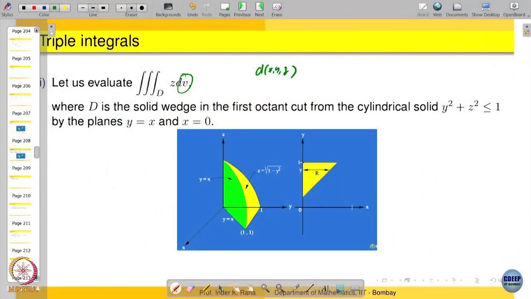And what is the projection? The projection is this triangle, okay, bounded by y equal to x. So, this is the projection. That is visualized here on the right hand side, that is the projection, okay. Is it clear? The wedge, when it is projected onto the xy plane, will give you a triangle.